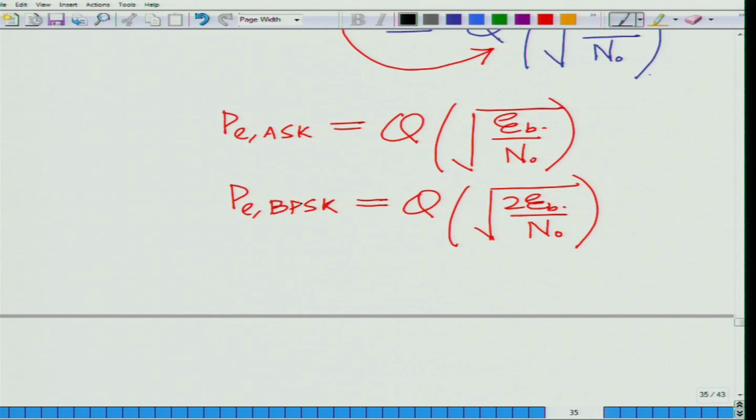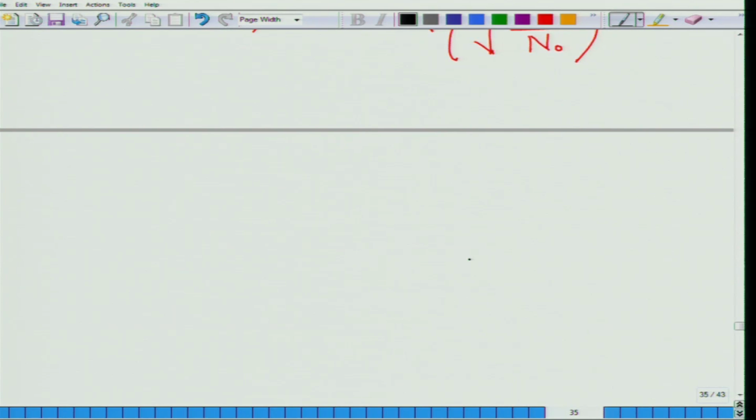And it is important to realize that the Q function is a decreasing function of its argument, because the Q function represents the tail probability of the Gaussian probability density function, of the Gaussian random variable. Therefore, as the argument is increasing, the tail probability is decreasing. Therefore, the Q function is decreasing.